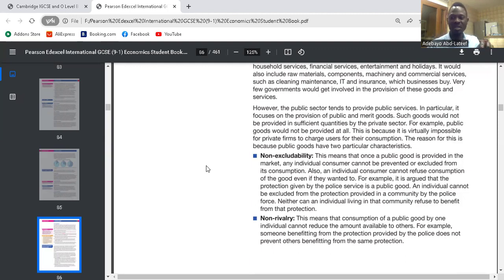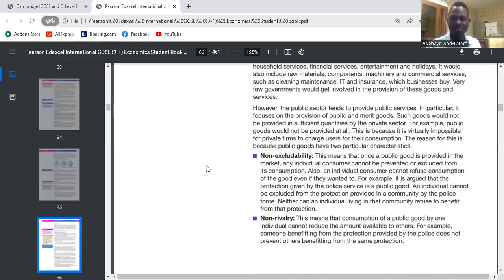This means that as soon as the public good is provided in the market, any individual cannot be prevented or excluded from consuming it. So a public good is non-excludable. In as much as it's being provided, you cannot stop me from consuming it. You cannot exclude anyone from consuming it. That is non-excludability. Do you get that?